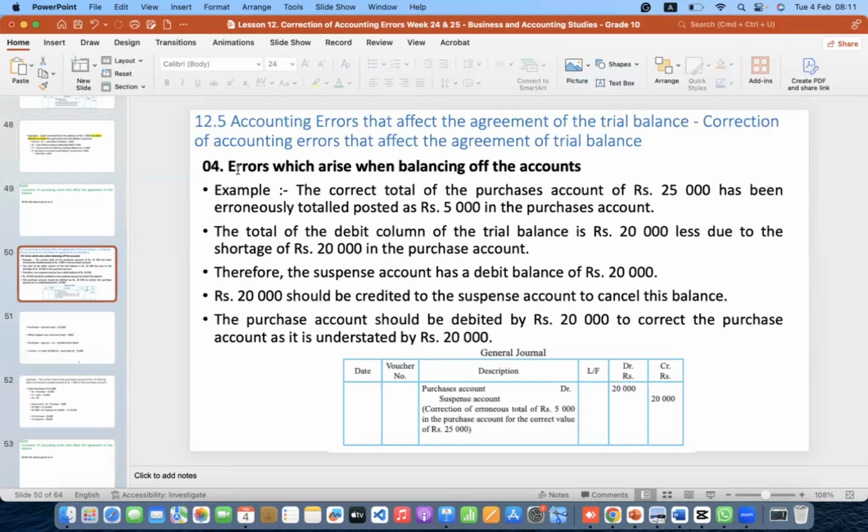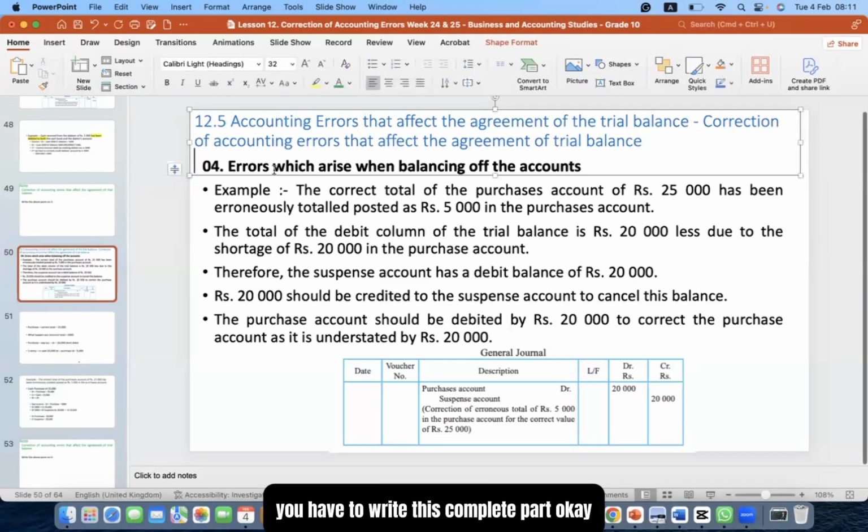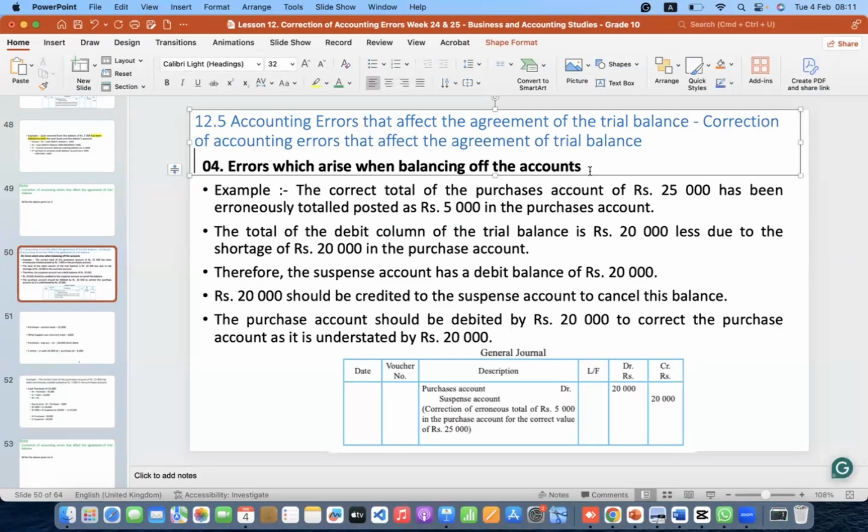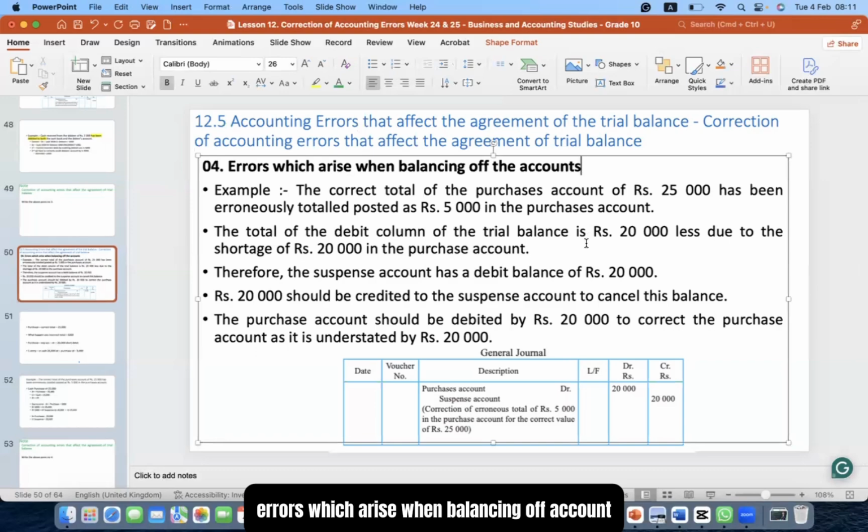Okay. So we have to write this. I will read it out. You have to write this complete part. Errors which arise when balancing of accounts.